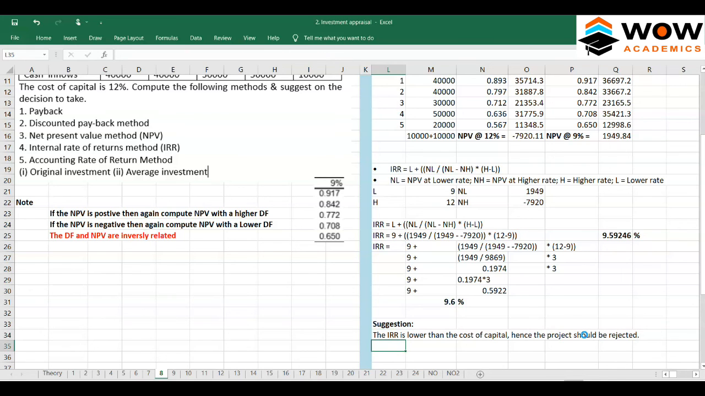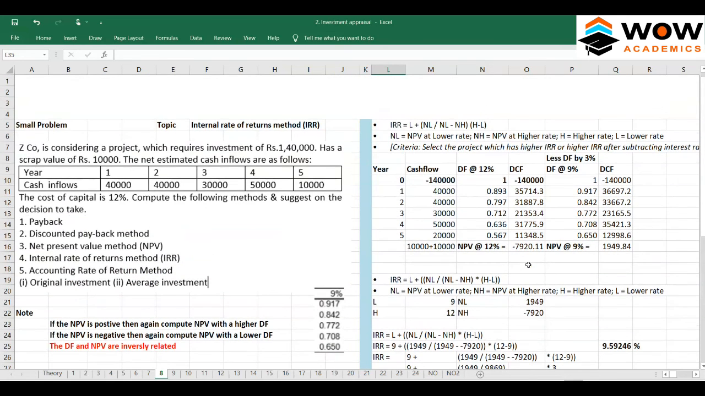That's about the concept here. Hope you guys got a good idea about how to work out an IRR problem. So we'll move on to the next type of problem, which is accounting rate of return.